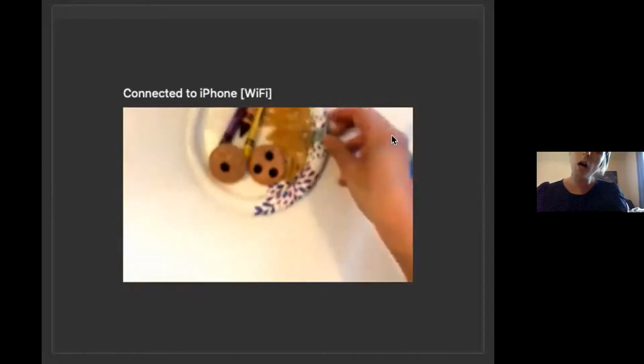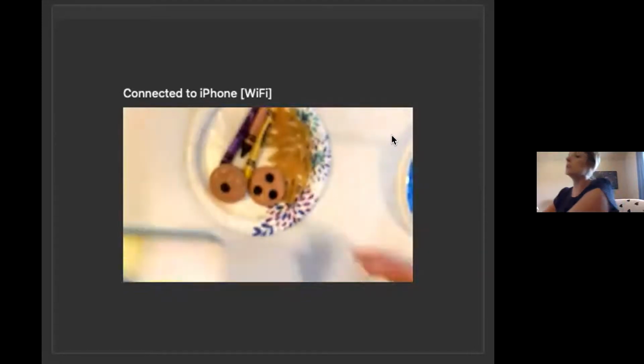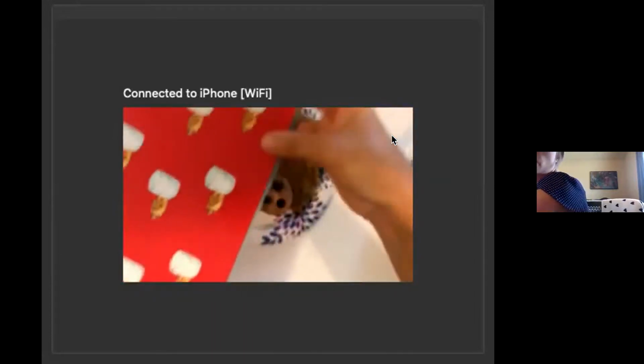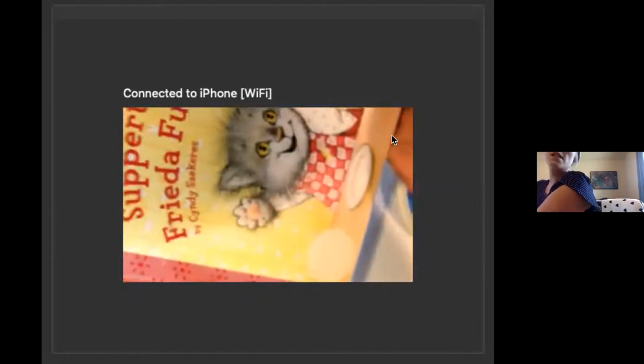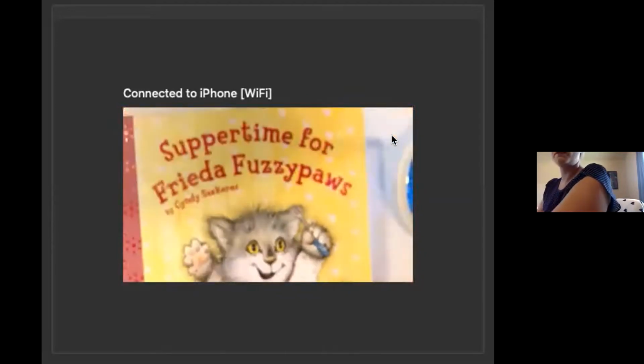A story box, we also love these. You just grab a book, and whatever the book is talking about, you grab objects to correlate with the book. So this one is Supper Time for Frida Fuzzy Paws, and look, I'm sideways again.